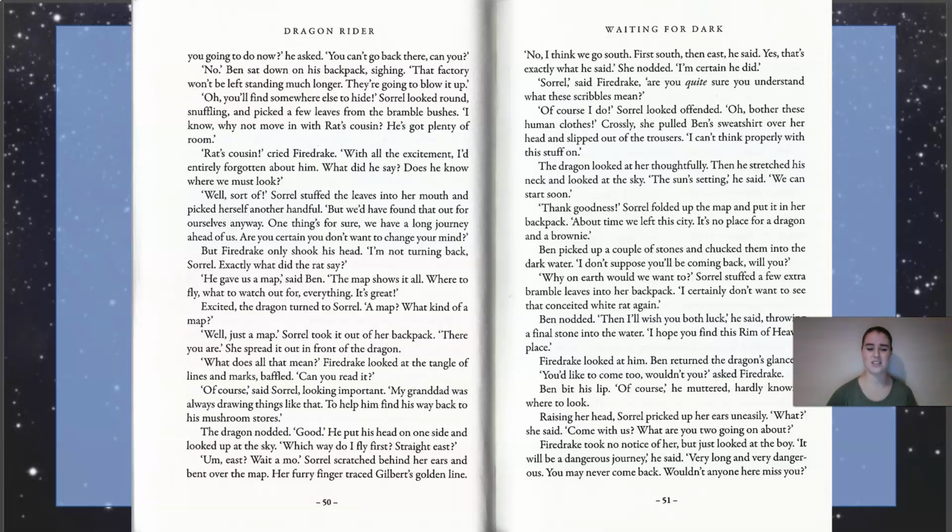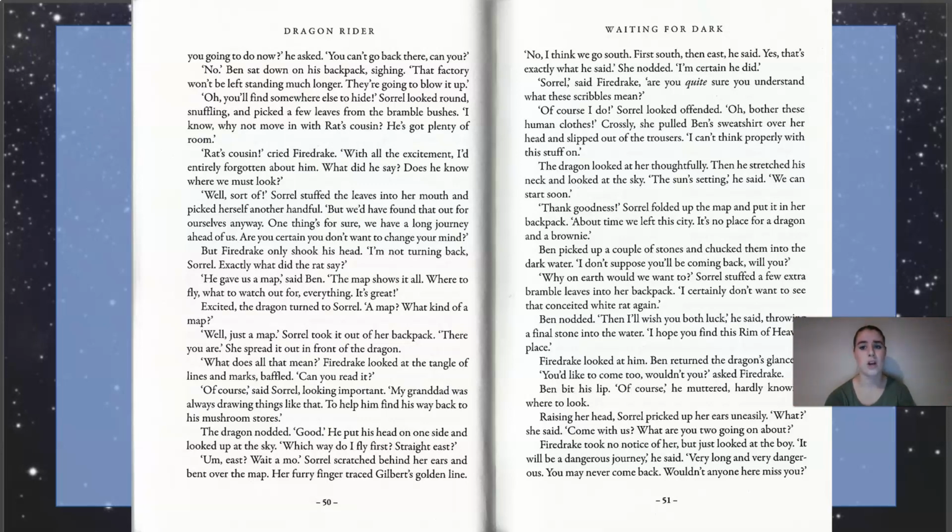"Of course," said Sorrel, looking important. "My granddad was always drawing things like that, to help him find his way back to the mushroom stores." The dragon nodded. "Good." He put his head on one side and looked at the sky. "Well, which way do I fly first? Straight east?" "East. Wait a moment." Sorrel scratched behind her ears and bent over the map. Her furry finger traced Gilbert's golden line. "No, I think we go south. First south, then east," he said. "Yes, that's exactly what he said," she nodded. "I'm certain he did."